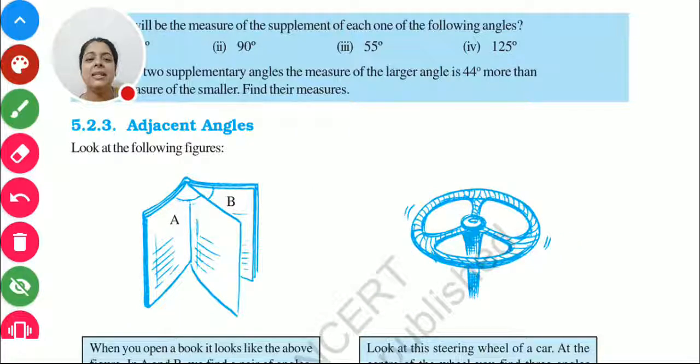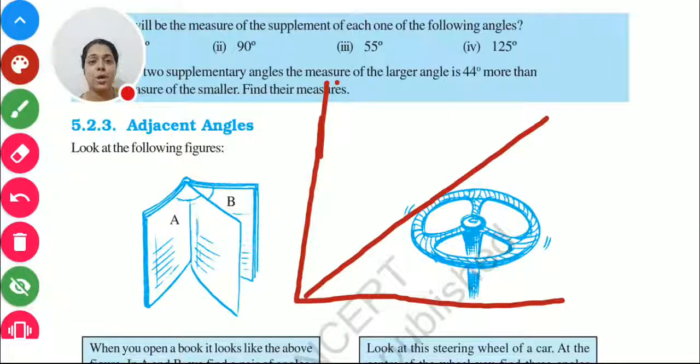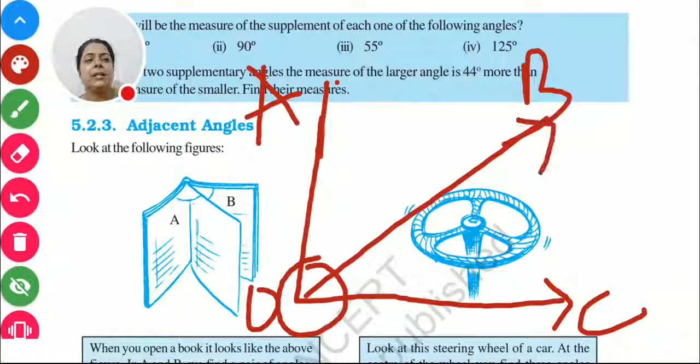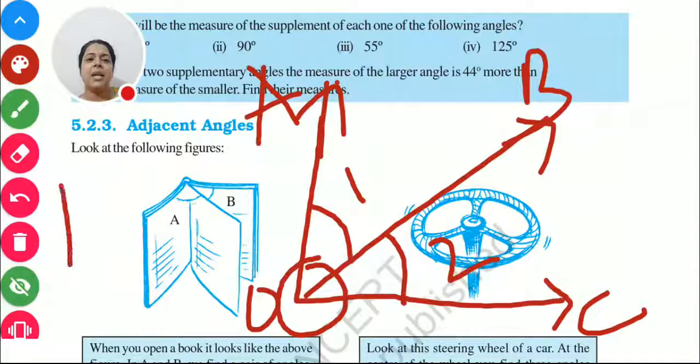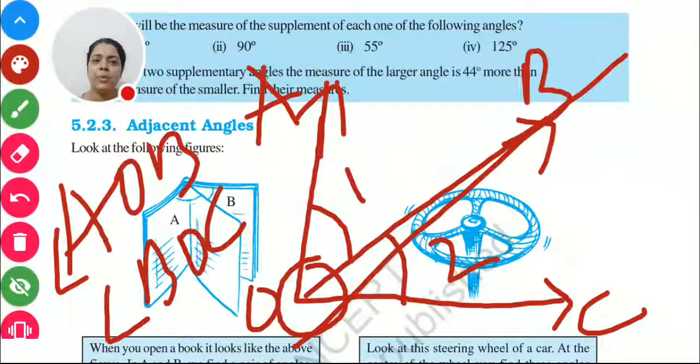How do we get to know? Again, I'm repeating, these are the two angles actually. What do they have common here? The vertex is common. If I give them names, when you take angle AOB and another angle BOC, what is common here? We have the common OB, and second, the vertex O is common.